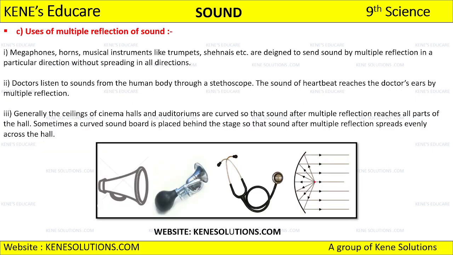Now the next thing that we have to study is about the uses of multiple reflection of sound. So where exactly are we using this reverberation? The uses of multiple reflection of sound are the uses of reverberation. Multiple reflection of sound is needed in megaphones, horns, and musical instruments like trumpets and shehnais. They have all been designed to send sound by multiple reflection in a particular direction without spreading it in all directions. So they are being used in all these musical instruments.